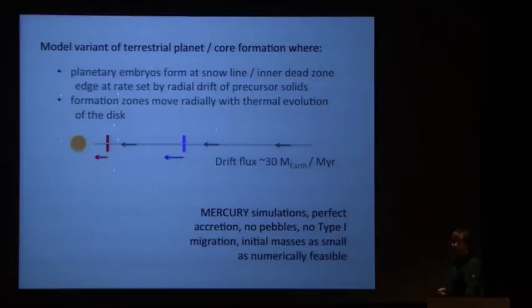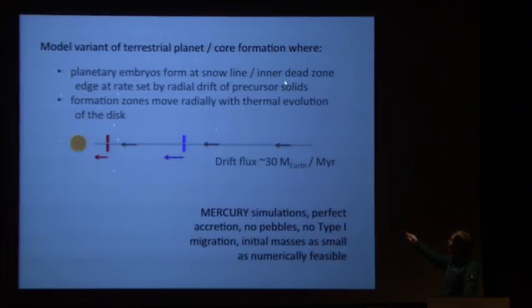So we can ask what would happen later to terrestrial planet formation if we assume that that is in fact the only location where planetesimals are forming. So we've done some toy calculations of that kind, where we assume that planetary embryos form in these locations at a rate which is set by the radial drift of these small precursor solids.